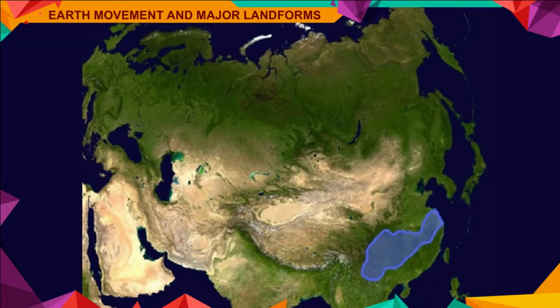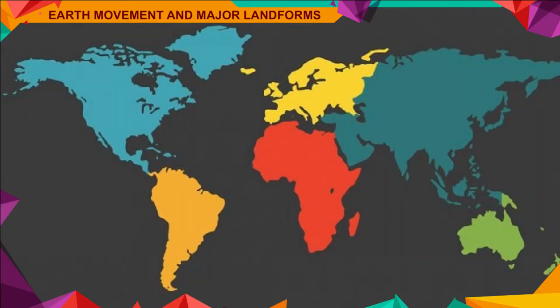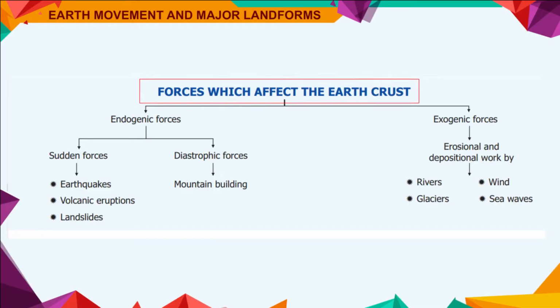Earlier, all the continents formed a single mass. However, under the influence of forces generated within the Earth, they moved away in different directions. Such forces lead to slow movements and sudden Earth movements, which modify existing landforms. Forces which affect the Earth's crust: endogenic forces, exogenic forces, sudden forces, diastrophic forces, erosional and depositional work by earthquakes, volcanic eruptions, landslides, mountain building, rivers, glaciers, wind, sea waves.